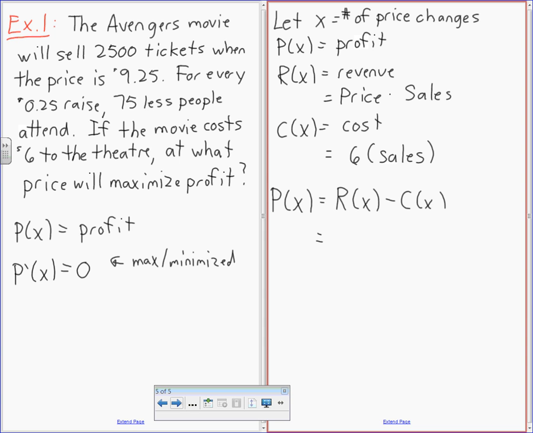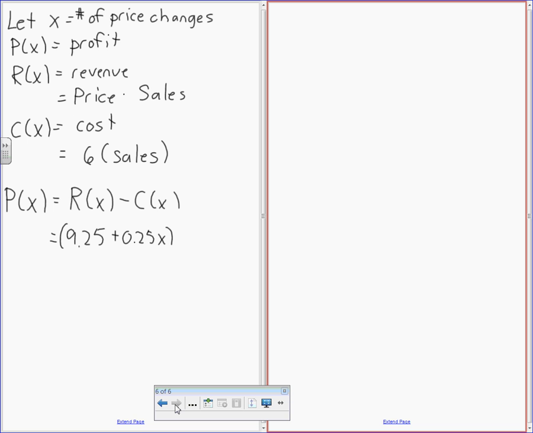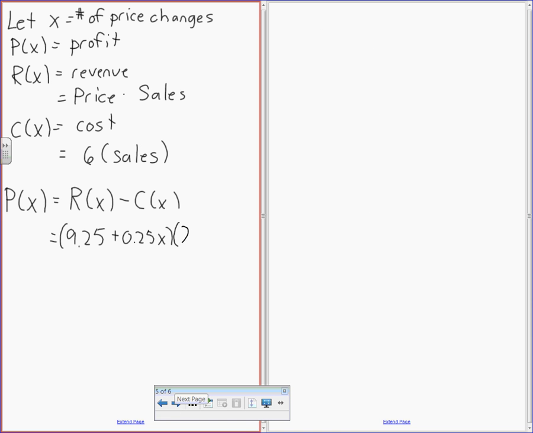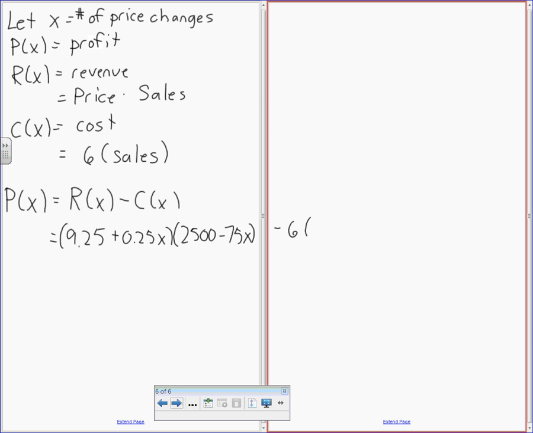My revenue is going to be, my starting price is going to be 9.25. Each step we're going up 25 cents. The number that I sell, I'm starting selling 2,500 tickets, and 75 fewer are coming each time. So 2,500 minus 75x. What that means is each time I raise the price 25 cents, I'm going to lose 75 people. My cost is going to be 6. My sales are the same, so it's going to be 2,500 minus 75x.